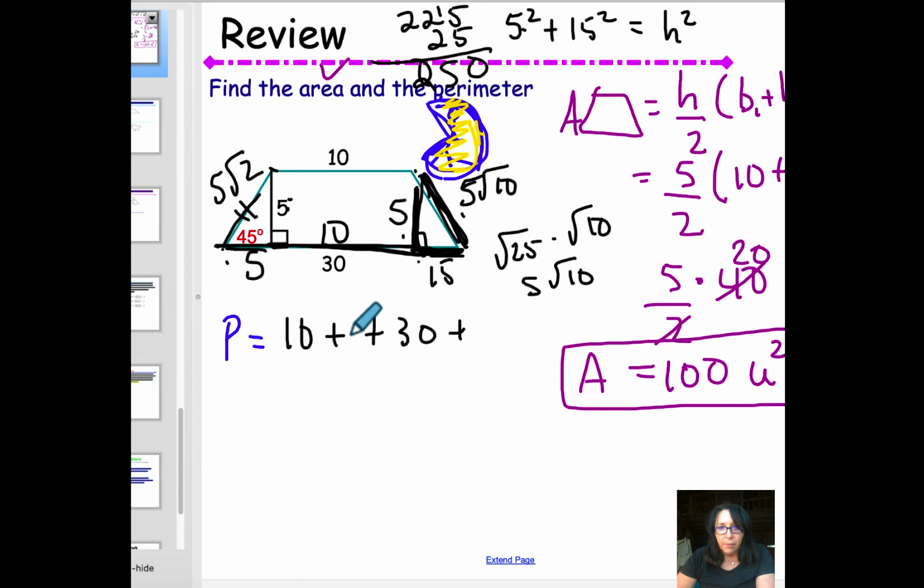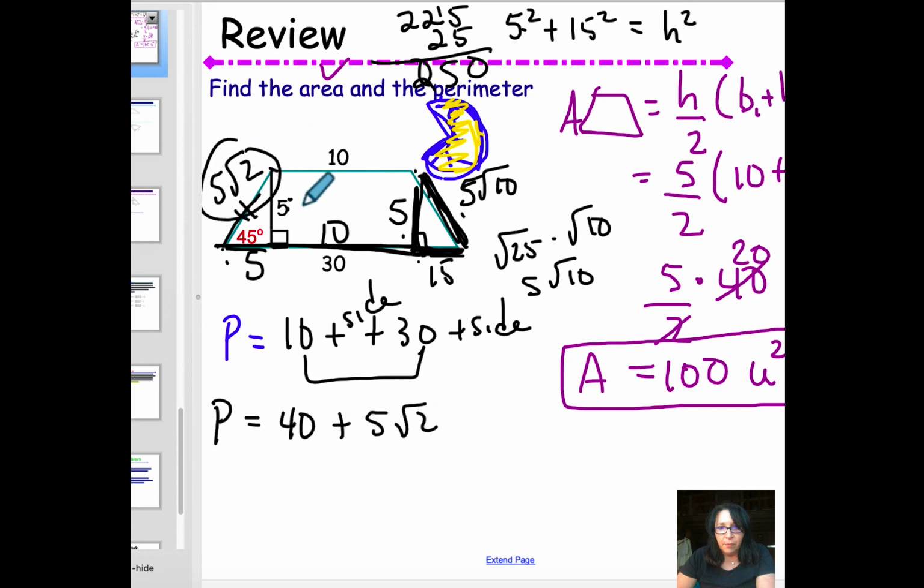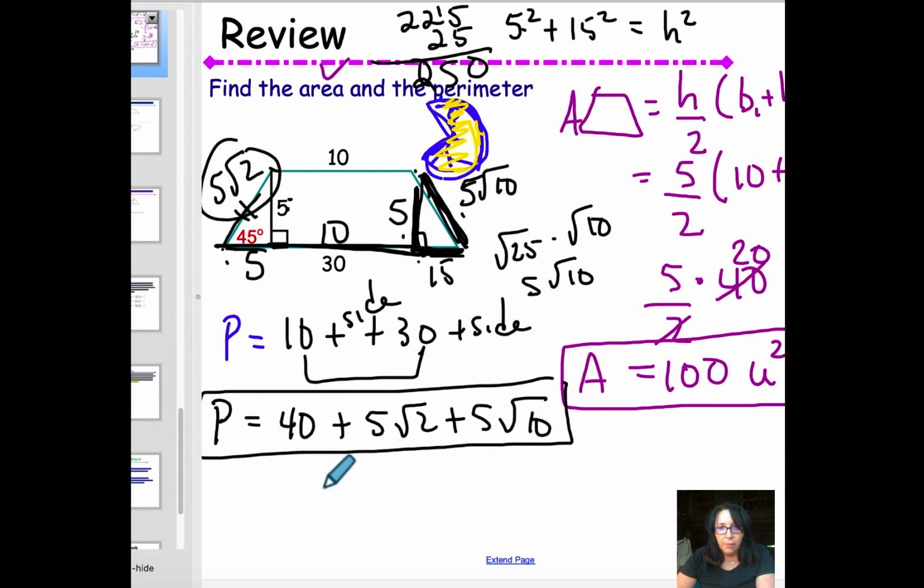And let's figure out what our values are here, because this value is a side and this is a side that we need to put in. So here we go. Perimeter equals 10 plus 30, so that's 40, plus our 5 root 2, which is here, plus our 5 root 10. And that is the perimeter. And that would just be units, not units squared, because we're not multiplying base and height. Like that.